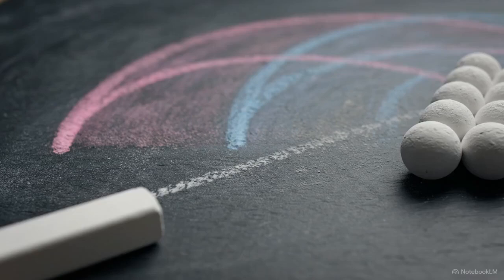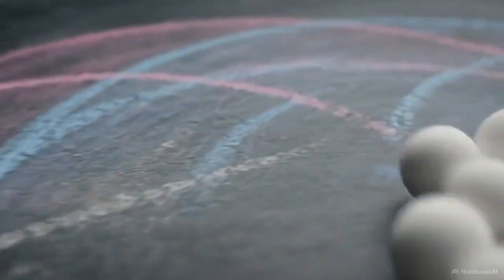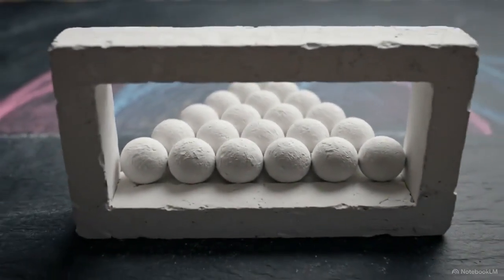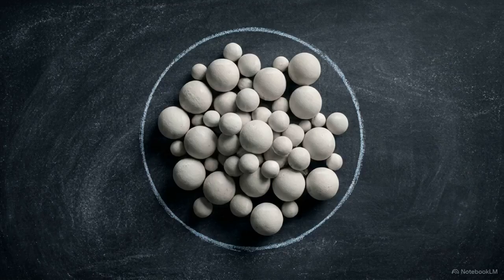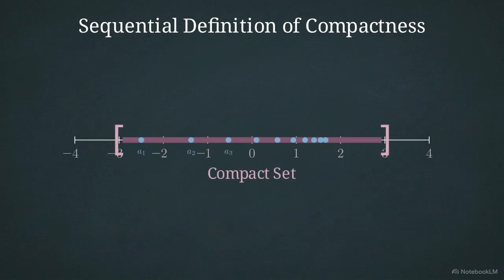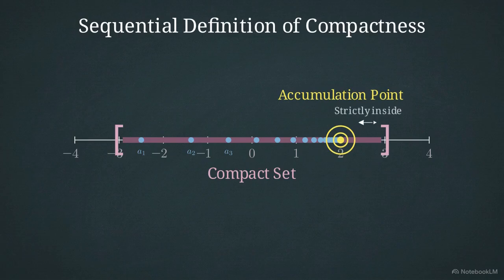In real analysis, compactness operates as the geometric boundary between the finite and the infinite. It is the property that allows us to treat infinite collections of points as if they were manageable, finite objects. Many students first encounter the sequential definition. This rule dictates that a set is compact if it forces any sequence constructed within it to cluster. The sequence must yield at least one accumulation point, and that point must lie strictly inside the set itself.